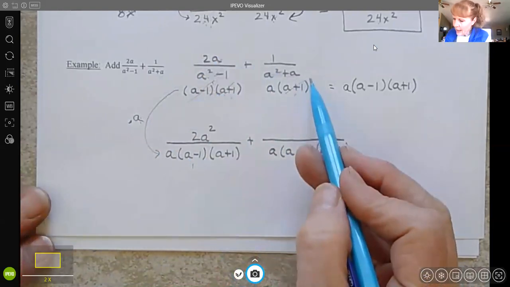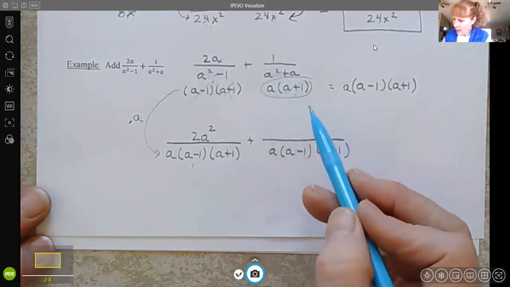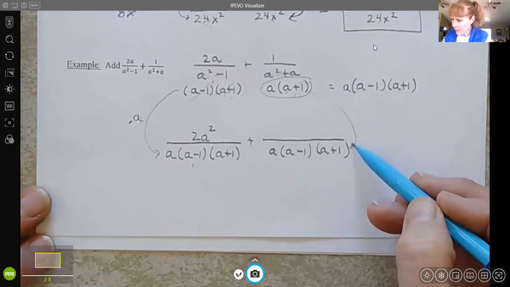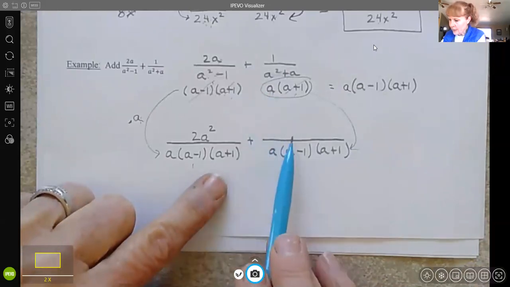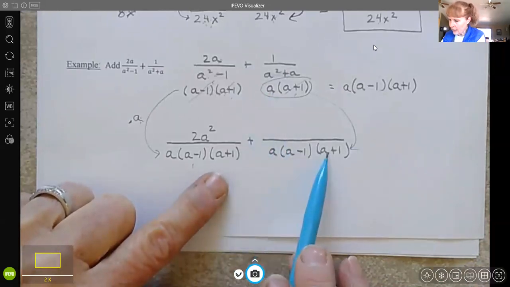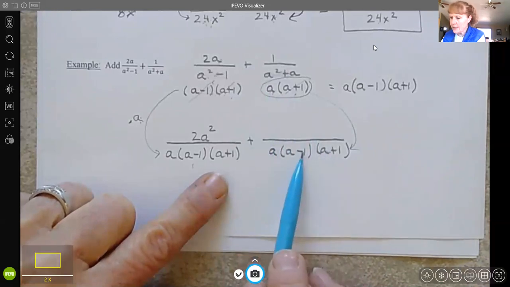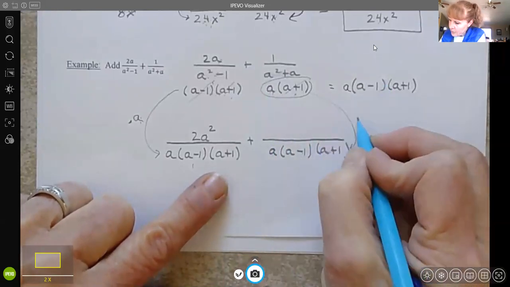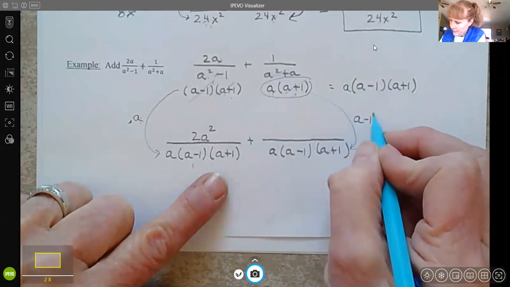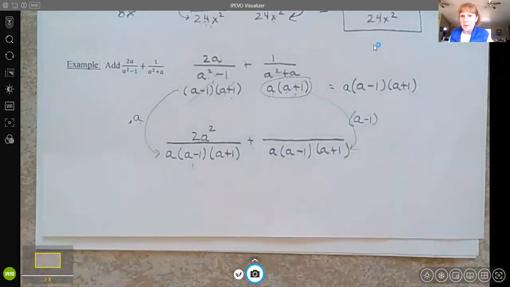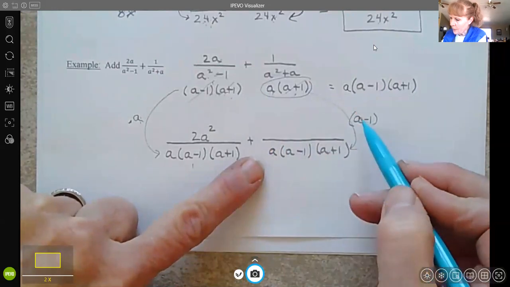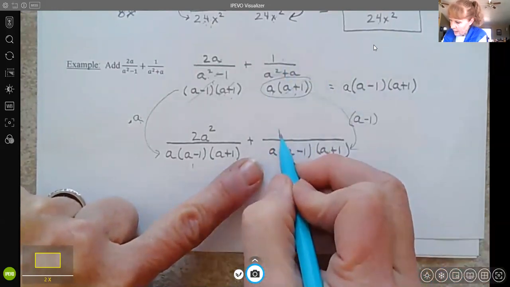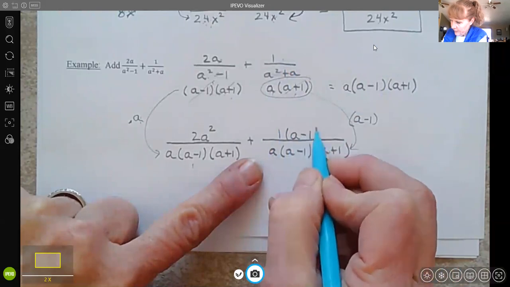What did I multiply this by in order to get to my new denominator? What do I need? Well, I've got an a, so I don't need another a. And I've got an a plus 1. It looks like all I'm missing is an a minus 1. So I'm going to multiply by a minus 1. Okay. And I am going to use the parentheses. So I take this a minus 1 that I needed. That's what I'm going to multiply the 1 by. 1 times a minus 1.